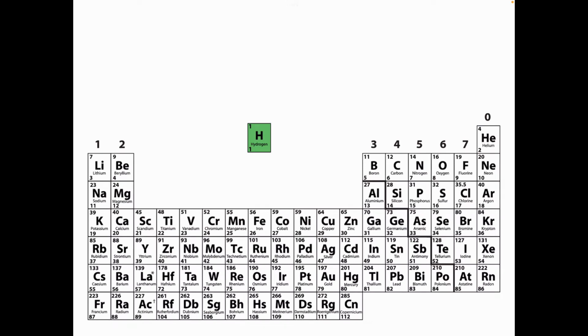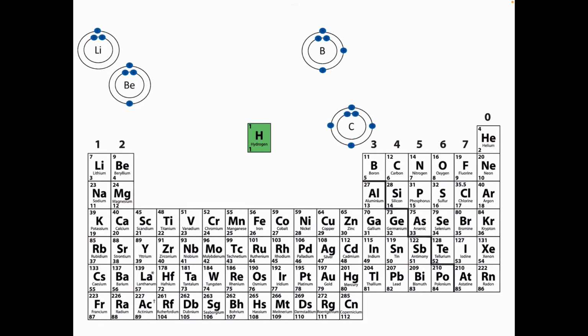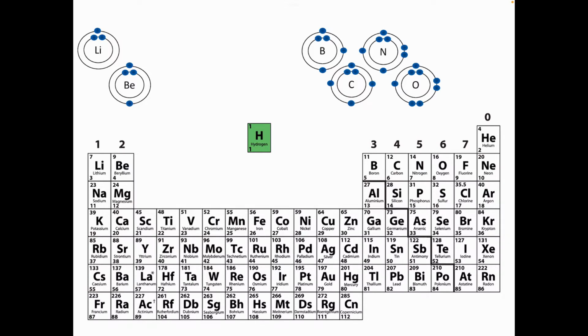So let's first look at the periodic table and the groups to see how many electrons they have in their outer shell. Group 1, an example is lithium, has one electron in its outer shell. In group 2, all the elements have two electrons in their outer shell. Over to group 3, all the elements will have three electrons in their outer shell. In group 4, they will all have four electrons in their outer shell. In group 5, they will all have five electrons in their outer shell. In group 6, they will have six electrons in their outer shell. And in group 7, they will have seven electrons in their outer shell.